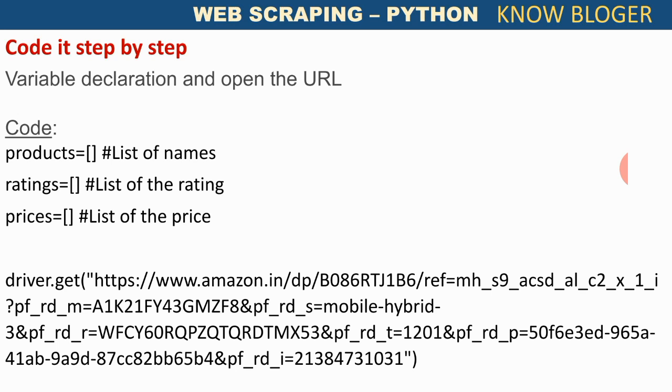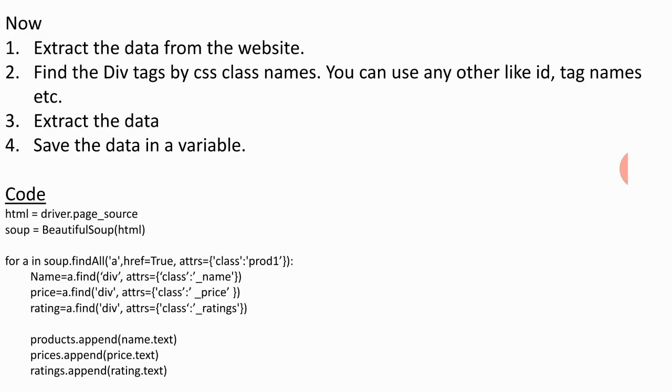So the next is the driver.get method, and as a parameter we just need to send the web page URL, already discussed. Next, the server has already generated a response. We need to just define a variable where I will store the response. You can see the code below. HTML equals driver.page_source, and then soup, already discussed what the soup will do.